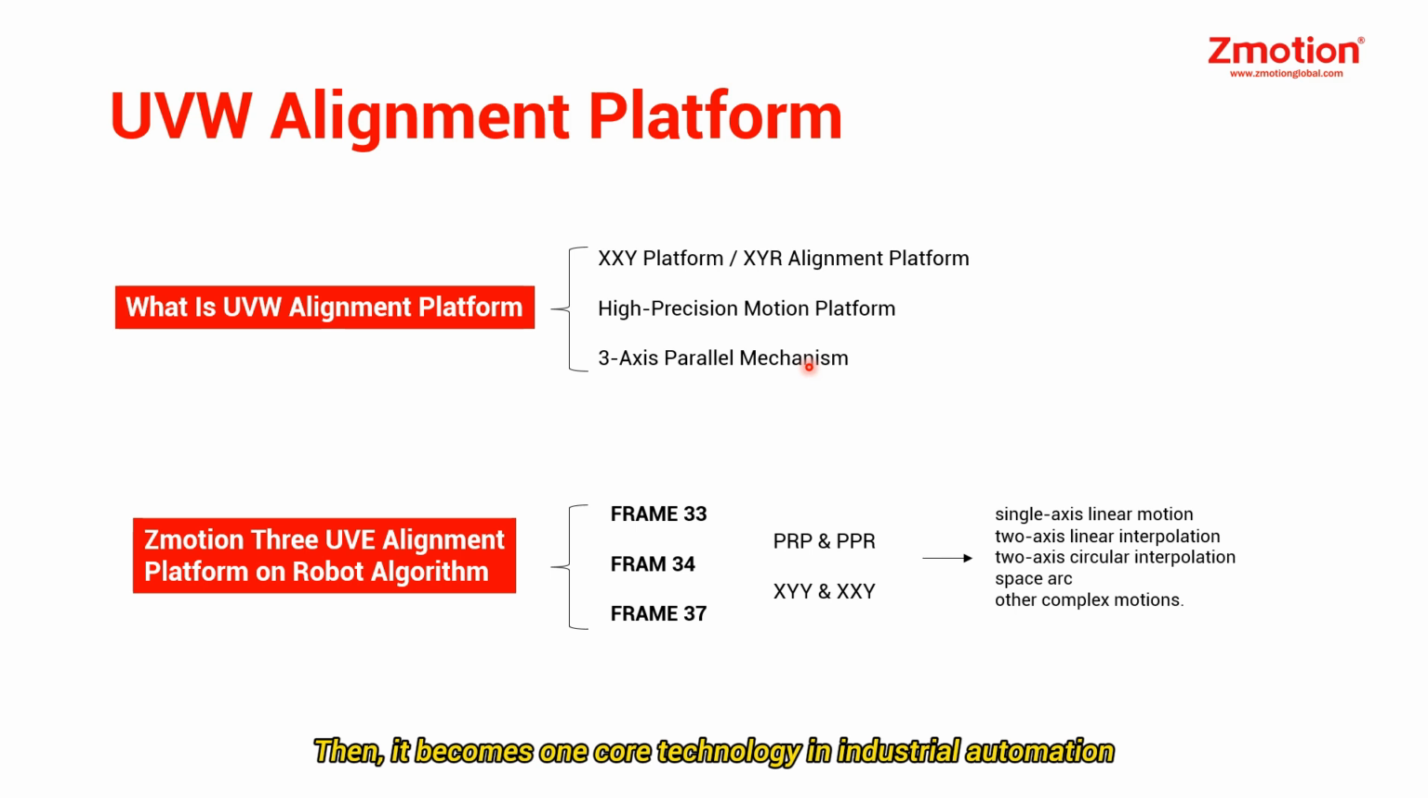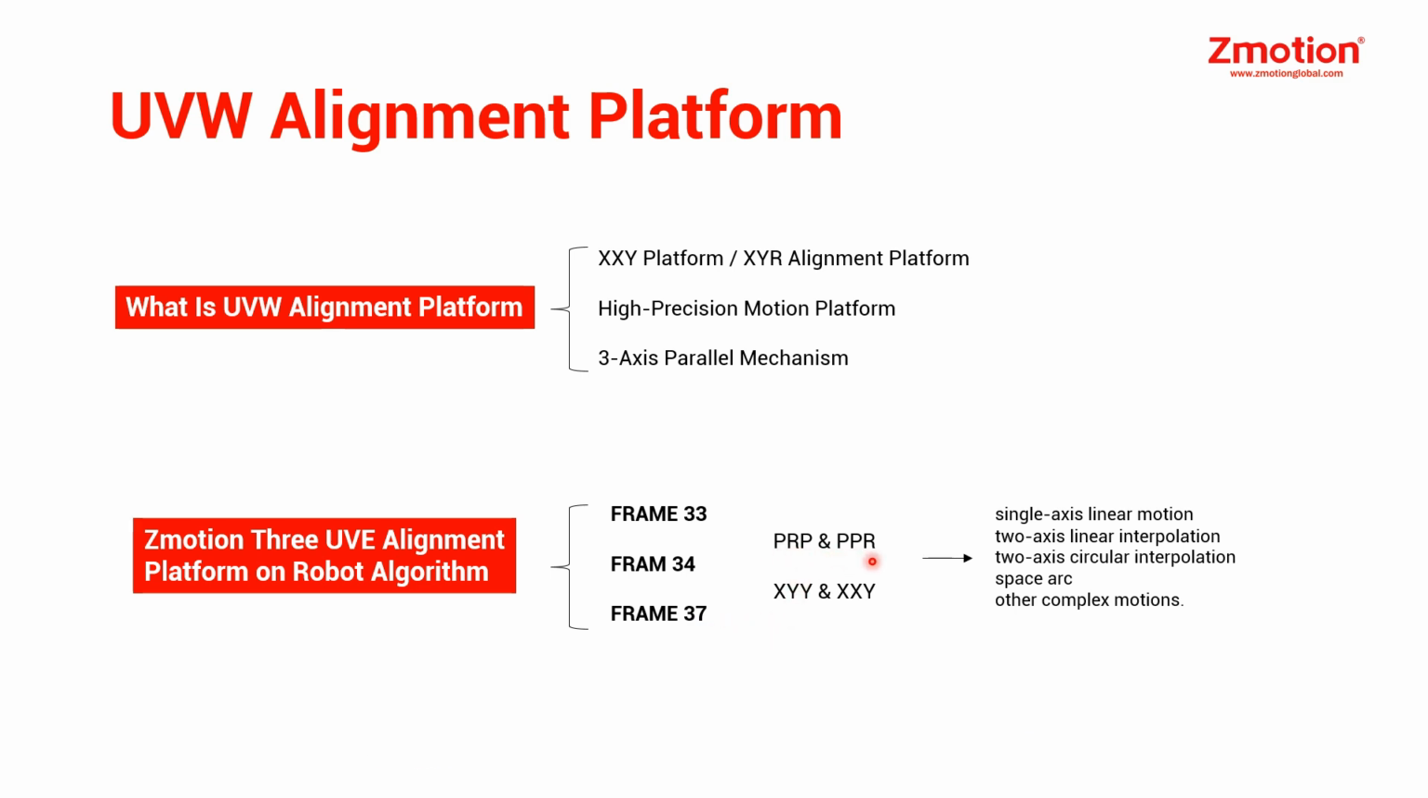Then, it becomes one core technology in industrial automation, and it is extremely suited to alignment with high precision. For motion, there are three common types of UVW robotic arm models: frame 33, frame 34, and frame 37. They correspond to two structures, PRP and PPR, and two coordinate system directions, XYY and XXY. Through this, it can achieve single-axis linear motion, two-axis linear interpolation, two-axis circular interpolation, space arc, and other complex motions.